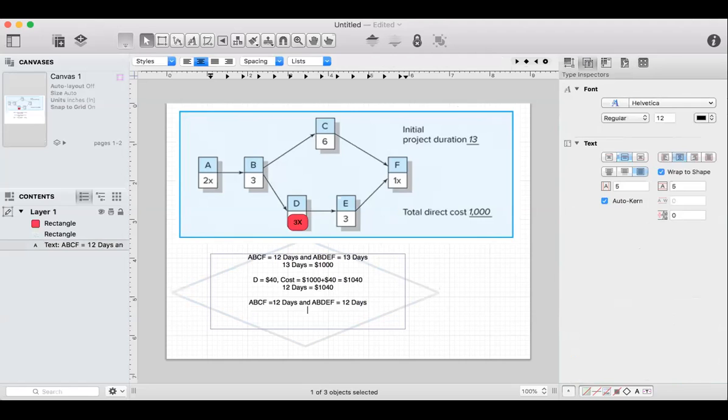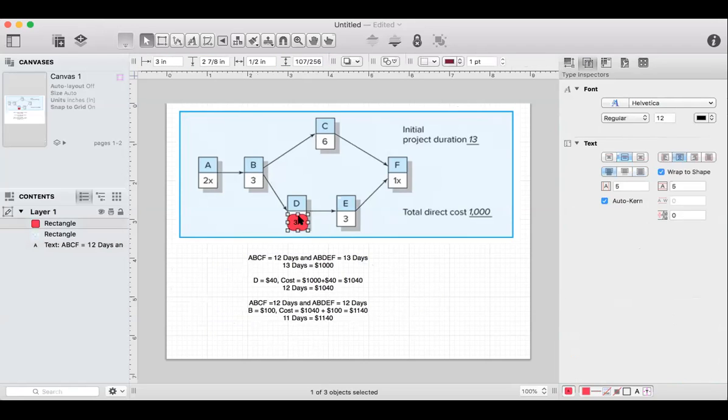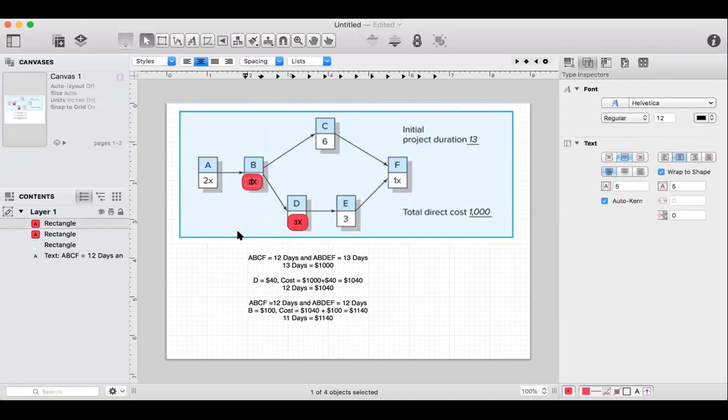Okay, I got it. So you'll do B equal $100, cost equal 1,040 plus $100 equal 1,140. So you would say 11 days equal 1,140. And what do you do here? How many times can I crash B? One time. So what happens instead of 3? What do I put? 2x. 2x, that's correct.